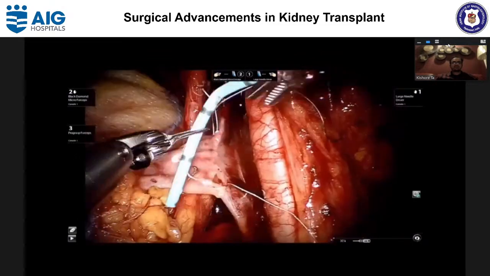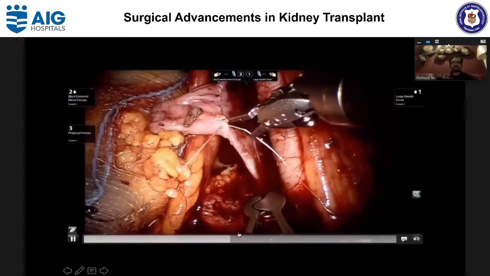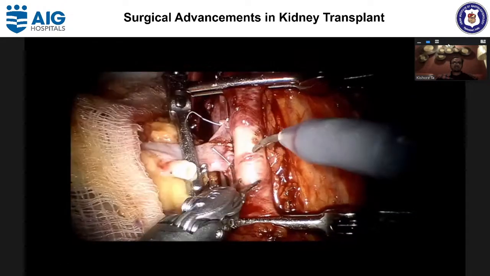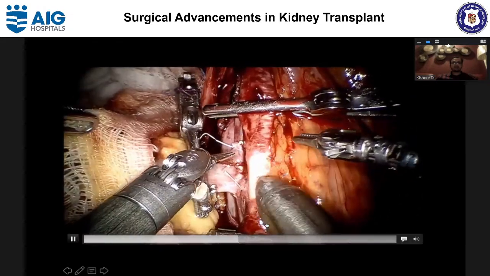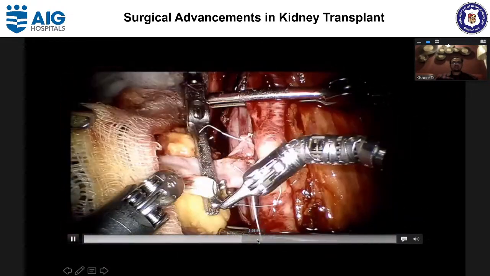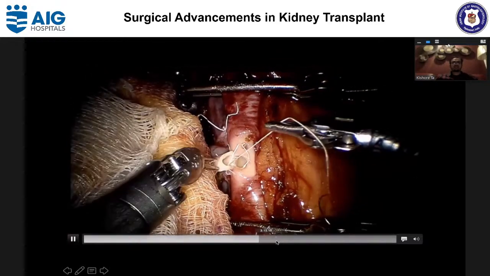So once the vein anastomosis is completed, the artery is done in a similar manner. Again, I use Dr. Halawat's sponge. And I do the anastomosis in the same fashion. First the anterior layer, then the posterior layer.